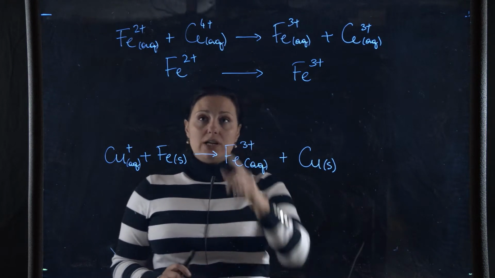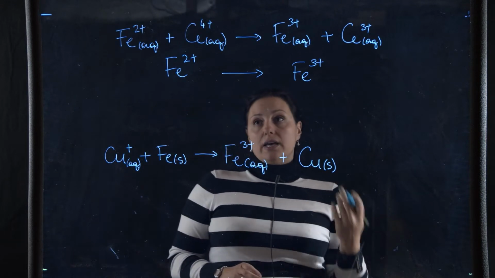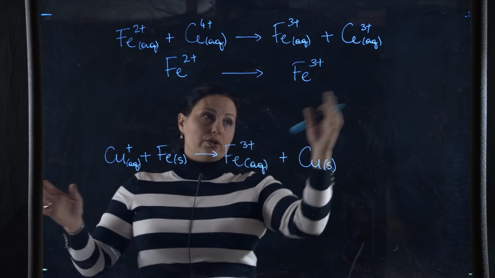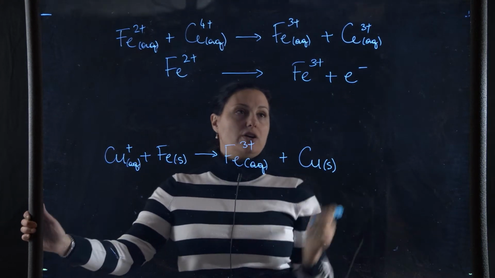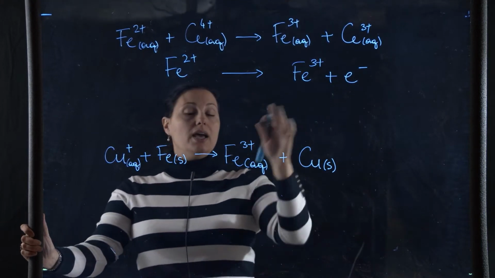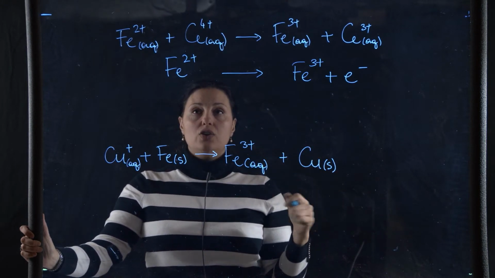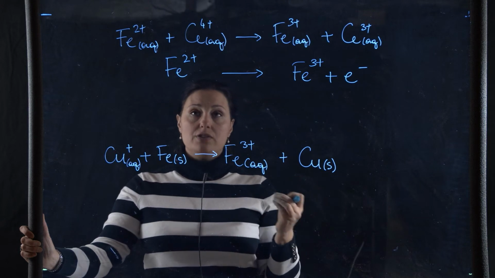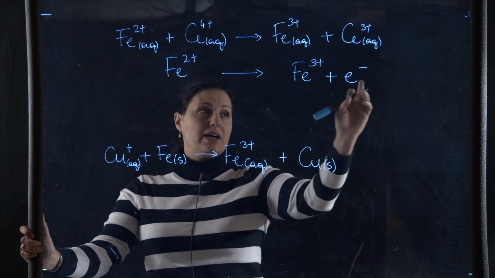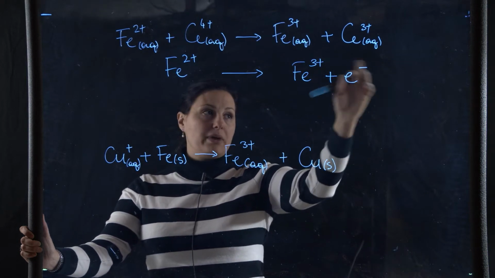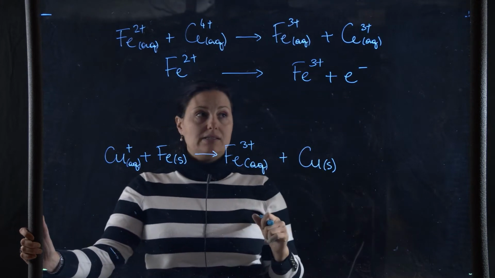Anytime you lose electrons, and it's only losing one, going from 2+ to 3+, those are going to appear on the product side. So plus an electron. Once you've written the electron in, you have to go back and make sure that the charges match. On one side I have a 2+, on the other side I have 3+ minus a 1, so 3 minus 1 gives me a 2+. The charges on both sides are balanced now.